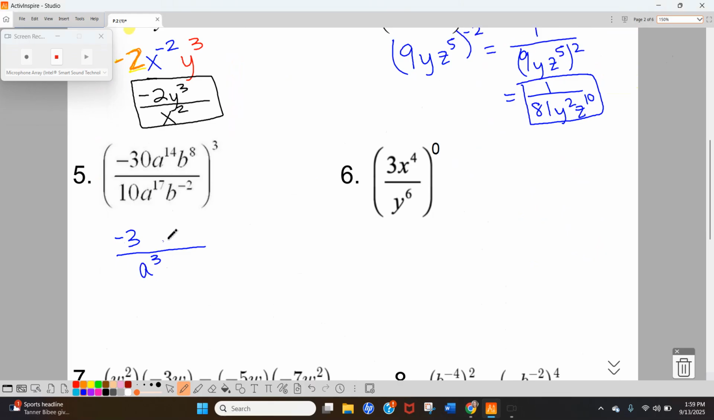And then 8 minus -2 means I'm really going to add. So I'm going to get b to the 10th on top. Another way of thinking about that is this negative would have to come up here to make it positive, and then you have them being multiplied, so you add. All right, so now we have all of this to the third power.